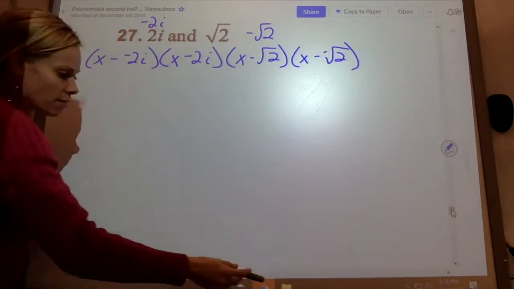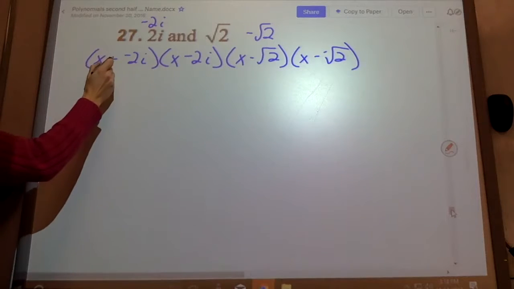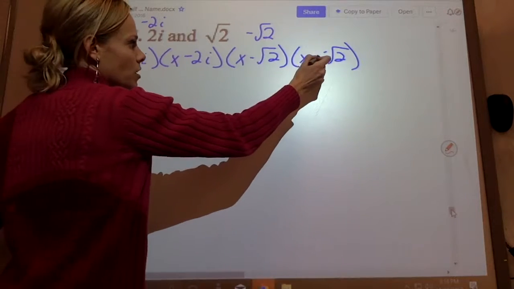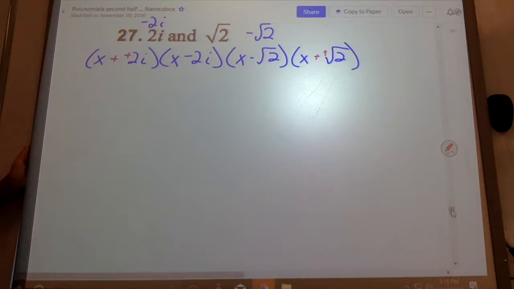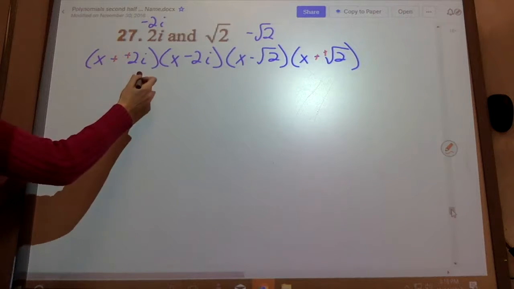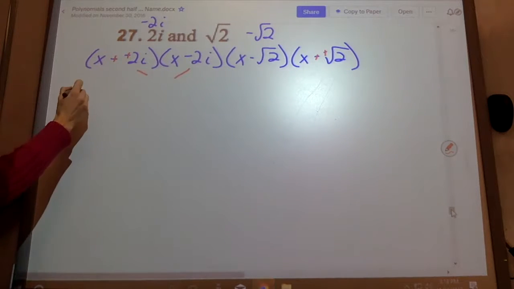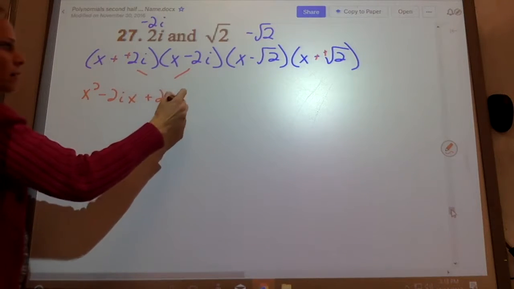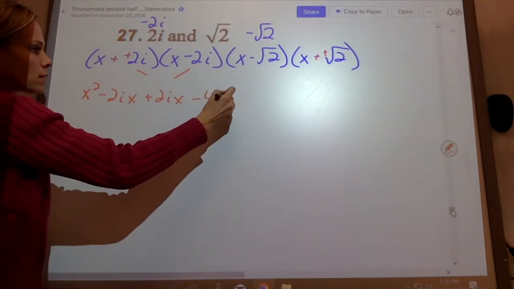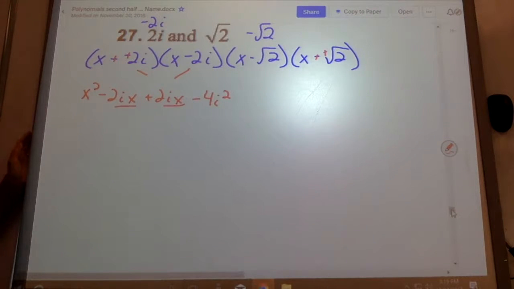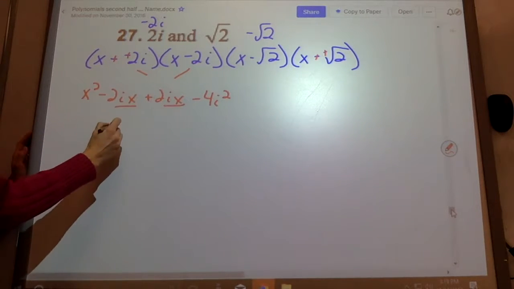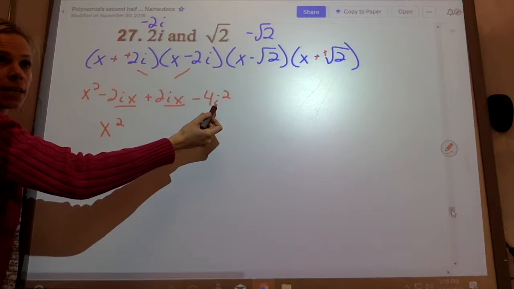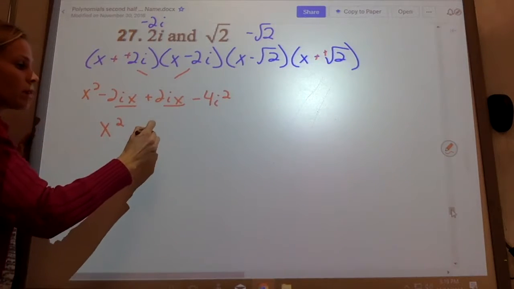Right? And double negative means positive, right? So these get changed to positive. And then we always multiply the conjugate pairs together. So this is going to get multiplied together. First, outer, inner, last. What do I know about these terms? They cancel out. And what do I know about i squared? Negative 1, so this is really plus 4.